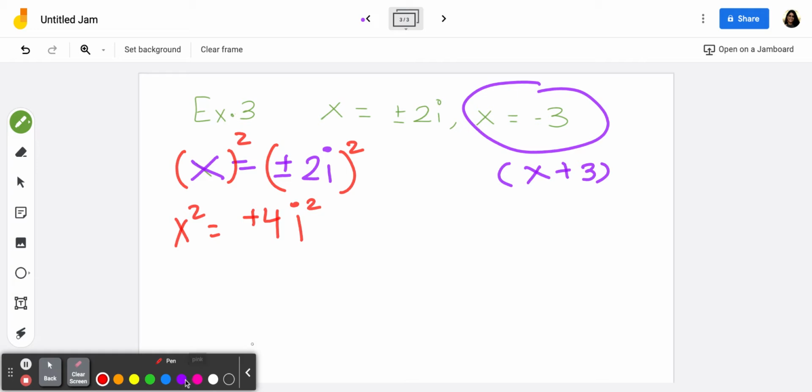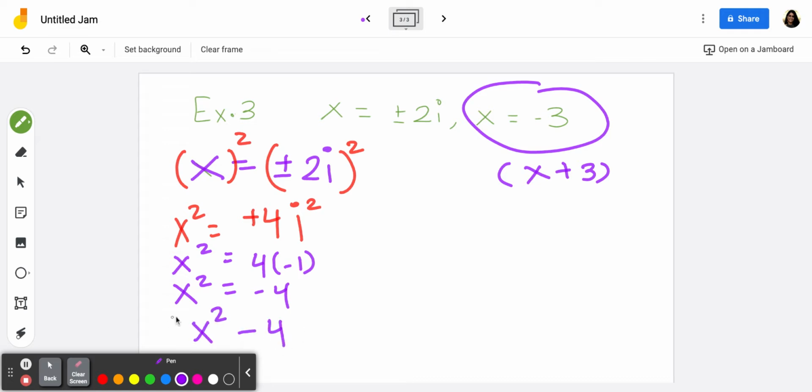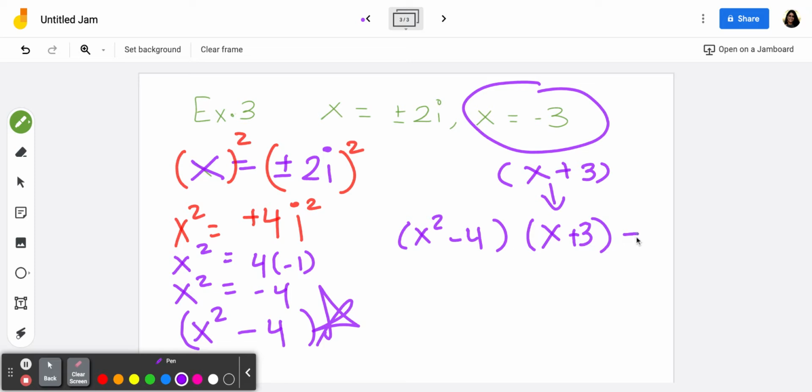Now, what does I squared always become? It always becomes a negative 1, which makes this entire side a negative 4. So x squared equals negative 4. Move it over to the other side. X squared minus 4 is the other factor. So we have just found one factor of x squared minus 4 and the other factor of x plus 3 equals y. That's factored form.